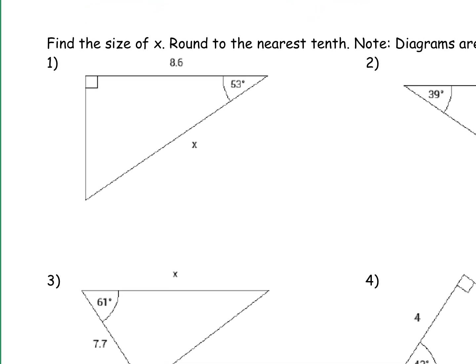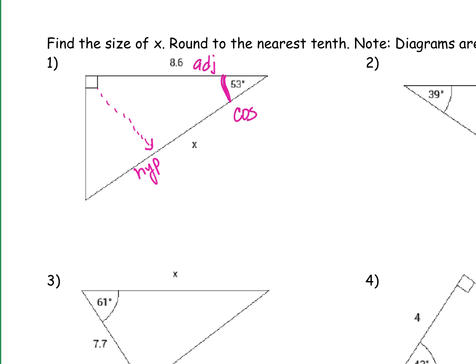So here's my angle, and I want to locate the sides I'm looking at. Well, what do I have? I have the hypotenuse, and I have the side that makes the angle, so that's my adjacent side. So that means I'm going to use cosine.